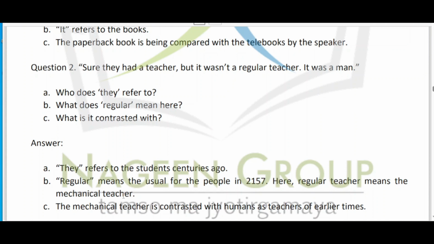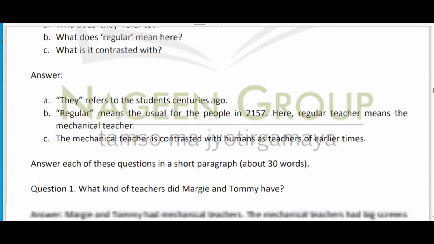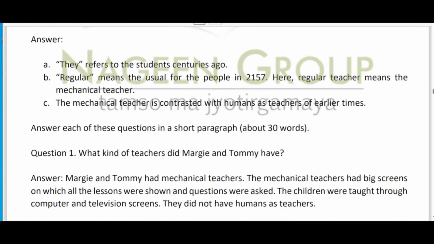So what is it contrasted with? The mechanical teacher is contrasted with the human teachers of all kinds of school. I hope you will understand this.